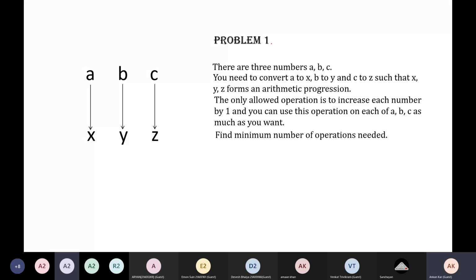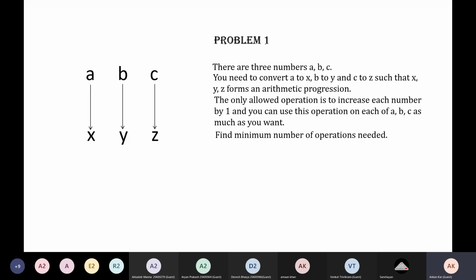Do you know any property of the numbers A, B, and C? No, A, B, and C can be any numbers, like 111, 1, 1000, 2000, any integers. So is the answer in terms of some variable or is it a definite answer? The answer will be in terms of A, B, C.